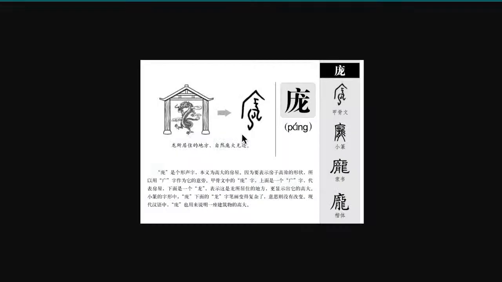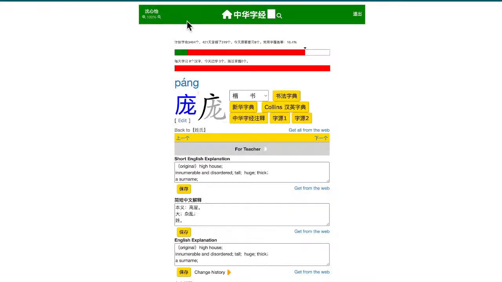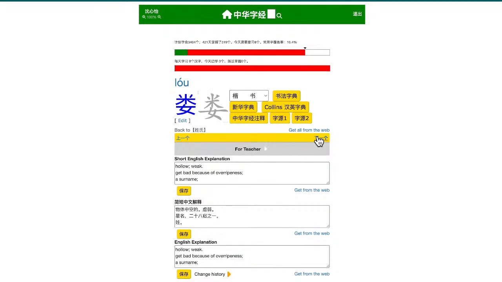If you take a look at that, you can see they basically draw a dragon inside a house. The dragon is the legendary mystical animal. It's huge, it can go into the sky. You imagine a house that can hold that animal, so that would be huge. They put these two things together to mean very tall, very big houses, and also huge. Pang.